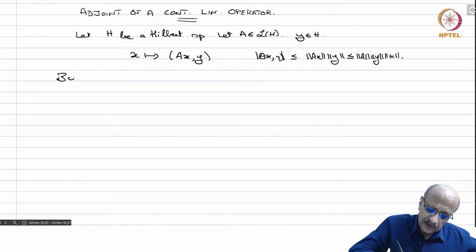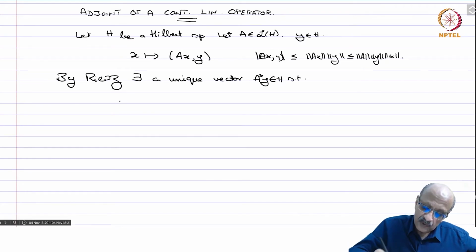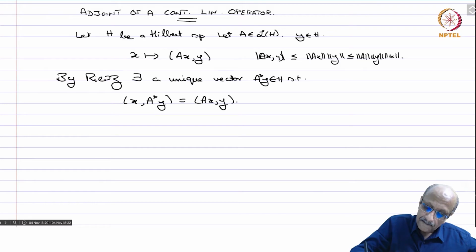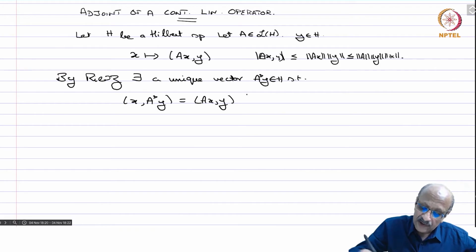Consequently, by the Riesz representation theorem, there exists a unique vector, let me call it A star y in H, such that (x, A star y) is precisely this linear mapping, that is (Ax, y). So you see this relationship comes in very naturally, and now thanks to the Riesz representation theorem we can do it here itself. So it is easy to check that A star is linear.